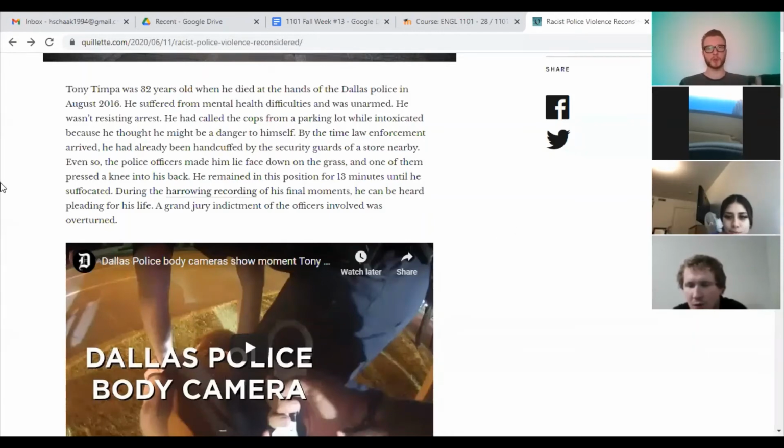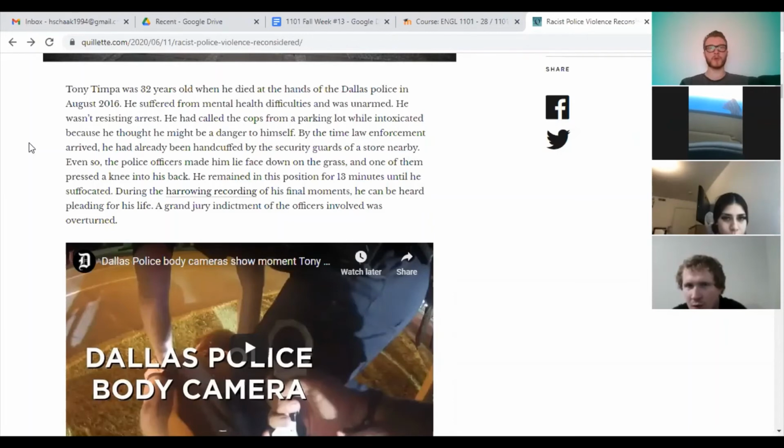So this is what McWhorter writes. I'll just read it out loud quickly. Tony Timpa was 32 years old when he died at the hands of Dallas police in August 2016. He suffered from mental health difficulties and was unarmed. He wasn't resisting arrest. He had called the cops from a parking lot while intoxicated because he thought he might be a danger to himself.